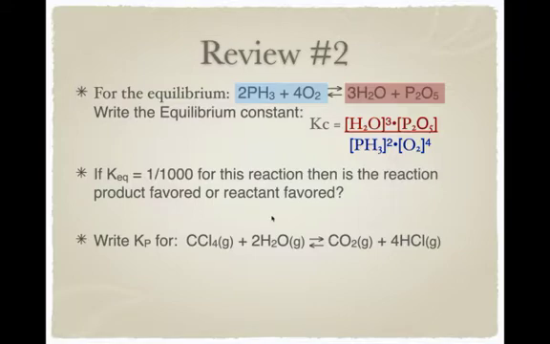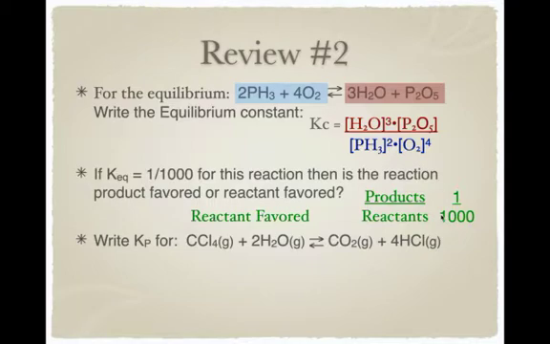Another question is, is it product favored or reactant favored? And so the Keq is equal to products over reactants. Since it's 1 over 1,000, then I have 1 product for every 1,000 reactants. And so what's favored? The reactants are favored. So here I have reactants favored in this reaction.